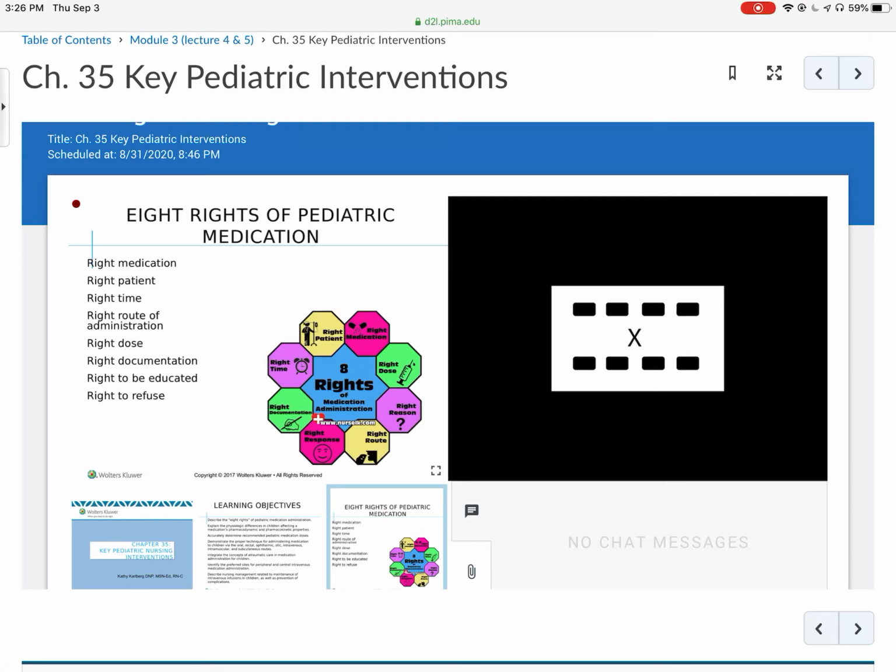So your rights of medications. We all know about your right medication, time, patient, route, dose, documentation, right to be educated, and right to refuse. Does a kid have a right to refuse medications? That's a hard one because the parents still have that parental control. So we do talk a little bit about that. The right to refuse is one of those newer things that we see. But parents do have a right to refuse. Kids, not so much.